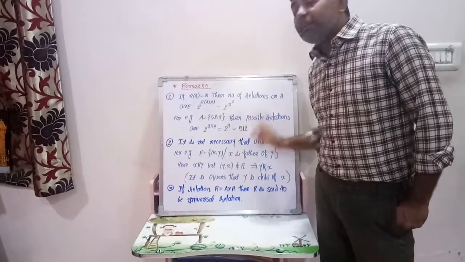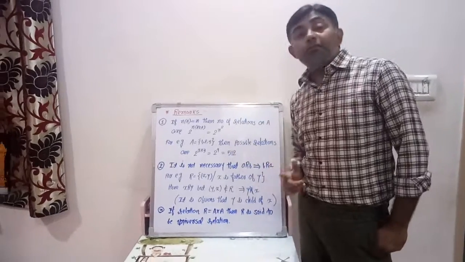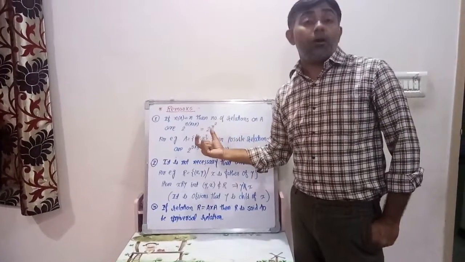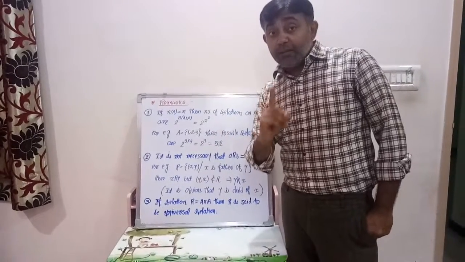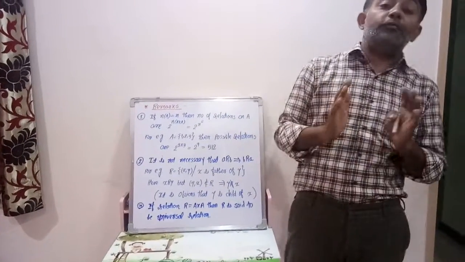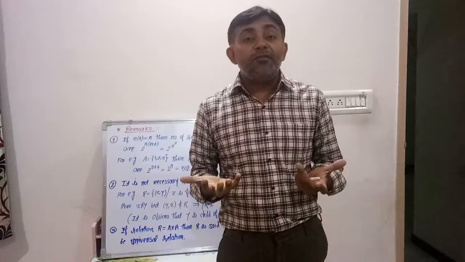So possible relations are 512 relations. This is very important. This is actually a formula: the number of relations is 2 raised to n squared, if set A consists of n elements. Now my dear friends, suppose a relation is from set A to B, for example, and now we have to find the number of possible relations.